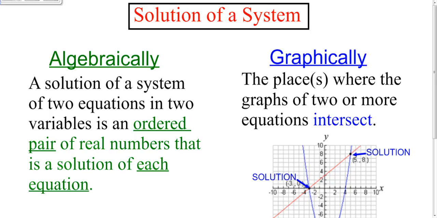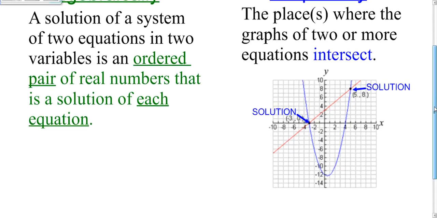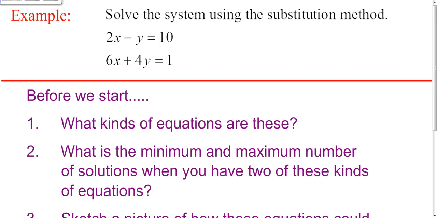And you can also do it graphically, which is what you can see in the right-hand picture, where you have graphed two things and you want to see where they intersect, and where they intersect is the solution. If you're going to solve it algebraically, then your solutions need to be plugged into every equation that's in the system, and it has to work in every single equation, not just one equation.